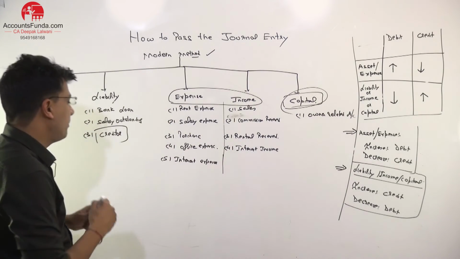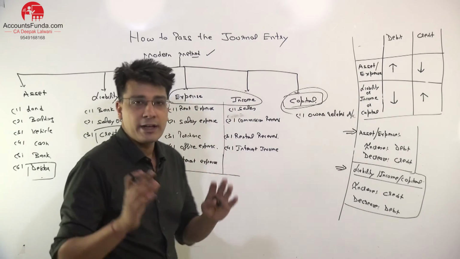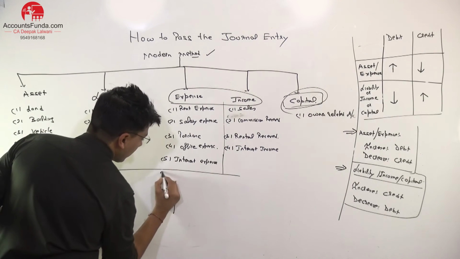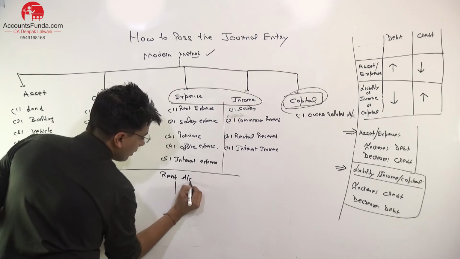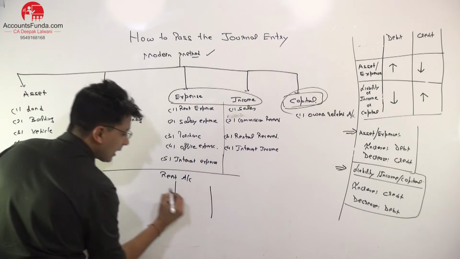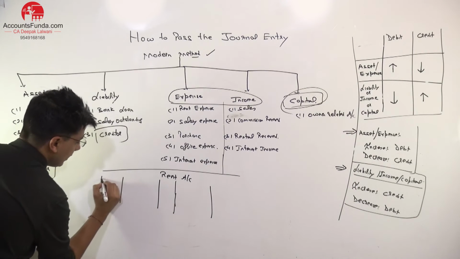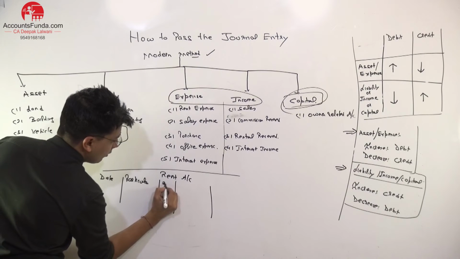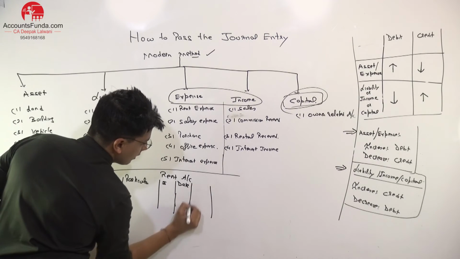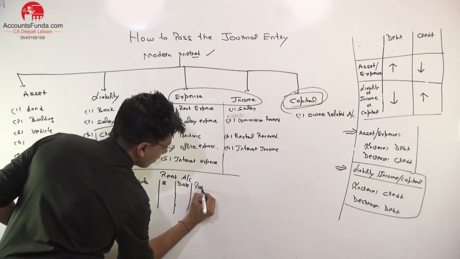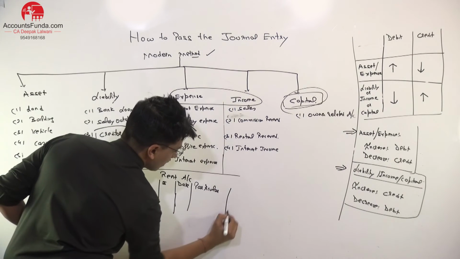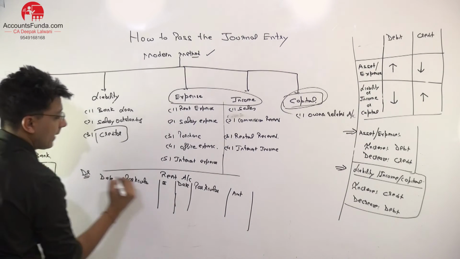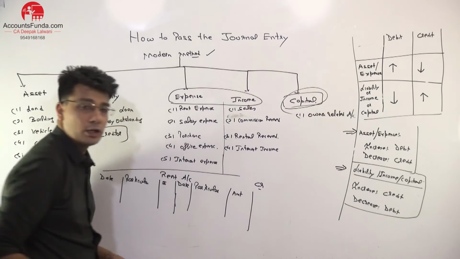See, I'll give you a brief summary. In accounts, whenever you prepare an account, you prepare it like this. Suppose you are preparing a rent account. The company has incurred rent, so the rent account will look like this: date, particular, amount, date, particular and amount, right? And the left side is called debit and the right side is called credit.